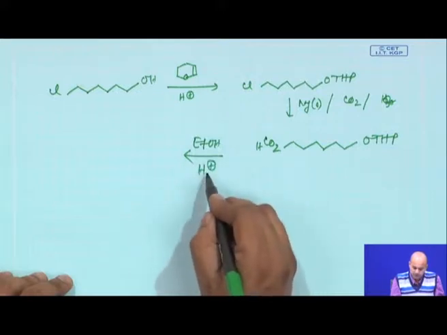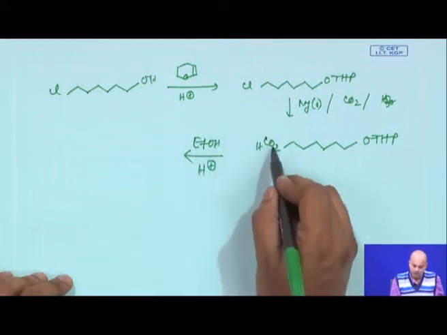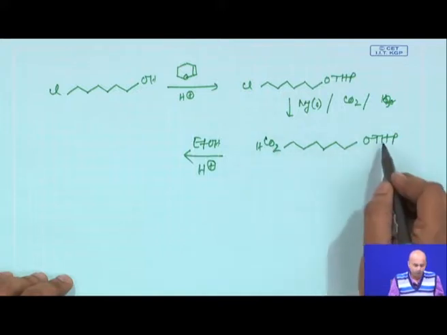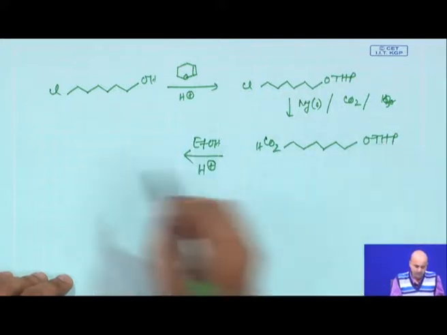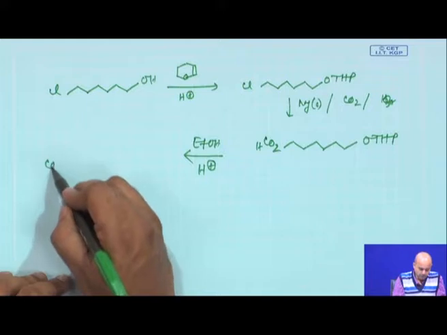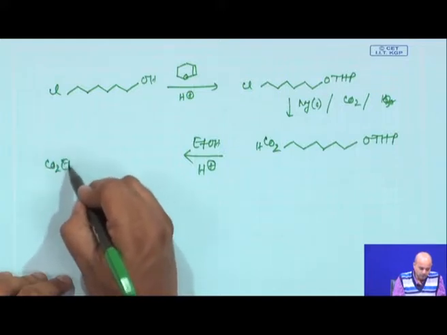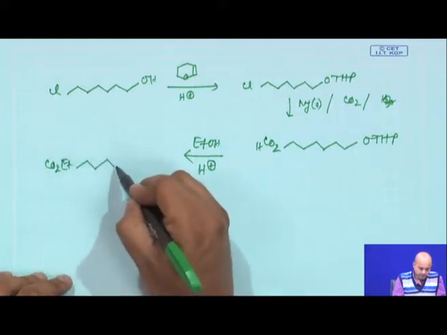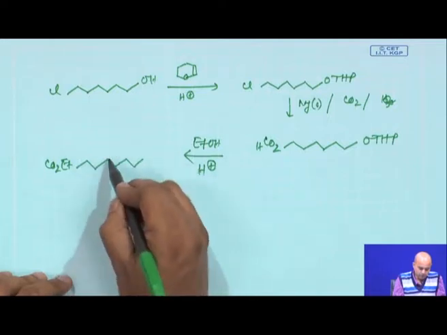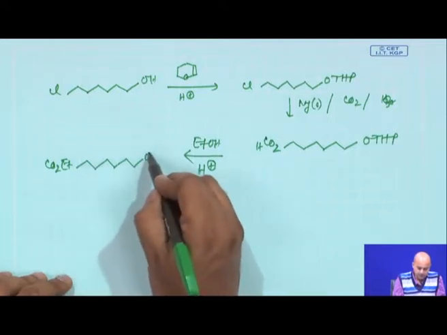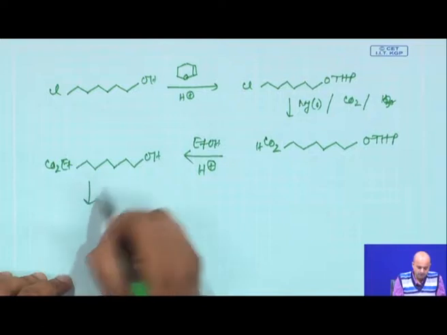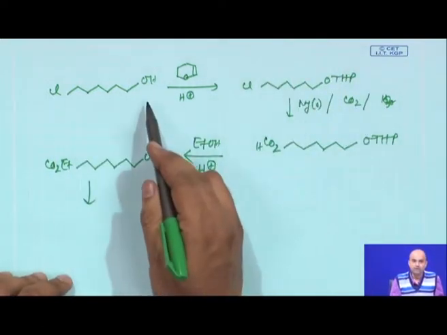Now, this strong H+ will form an ester bond with this acid as well as remove the THP. So, basically what you will get is CO2Et in between, 1 2 3 4 5 6, OH. So, THP is now removed, the free alcohol is now demasked.